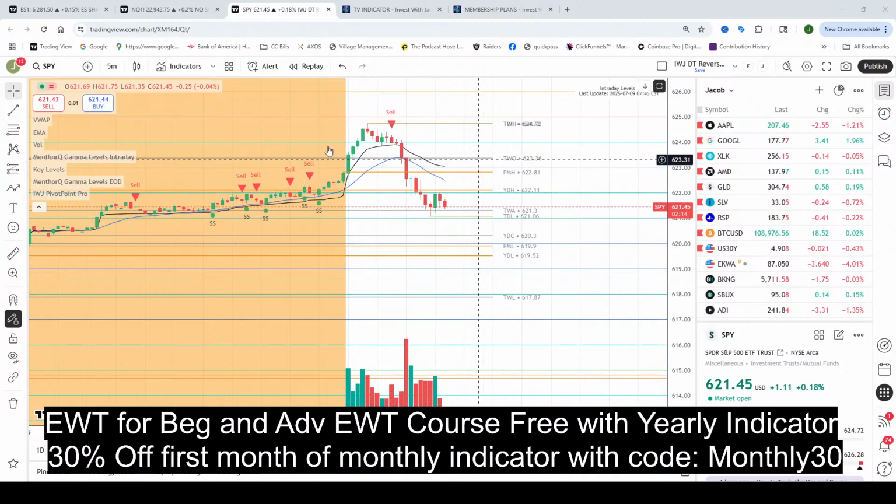Chopping down here, kind of flagging. So again, still expecting to hit 619.90, the pre-market low. We have a failed breakout. Broke down below the opening print and the pre-market high. Very likely we come down to the pre-market low.